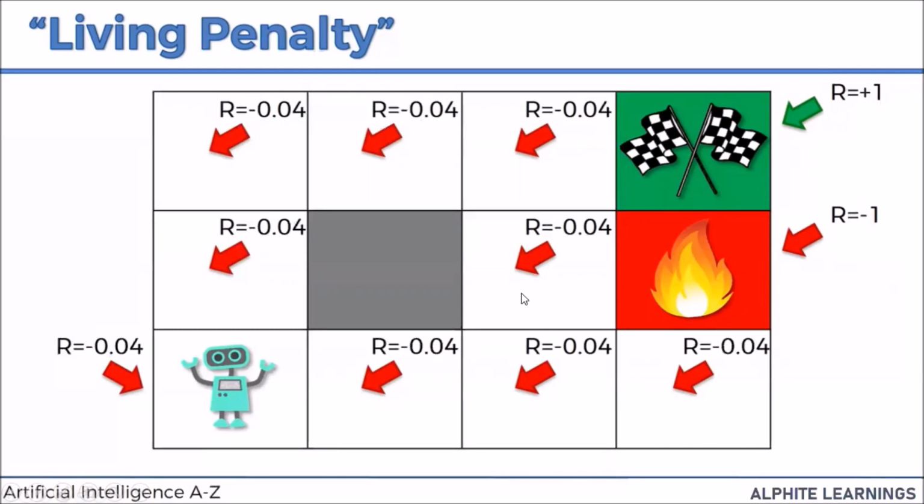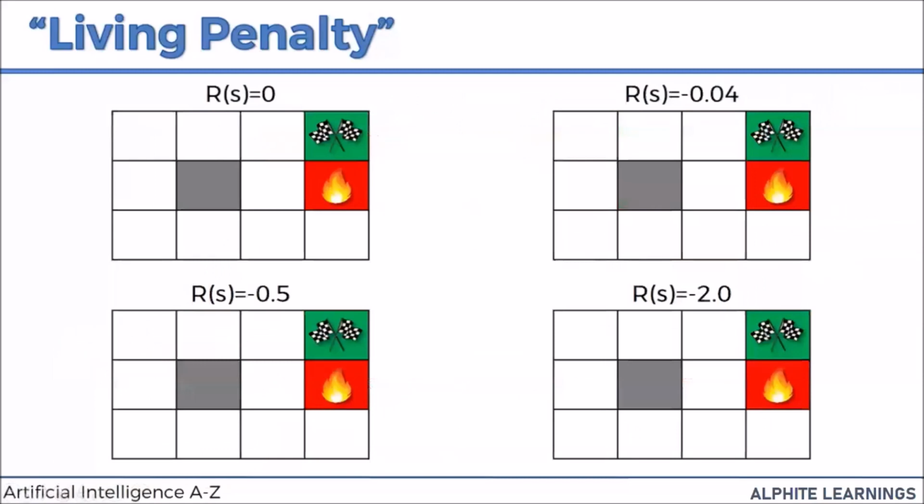I'll show some penalties and how the agent reacts with the corresponding penalty values. Here I have some penalty values for every state. If every state has a penalty of 0, that means no penalty. So how will it go? If it doesn't have any penalty, it has only two considerations: policy and plan.